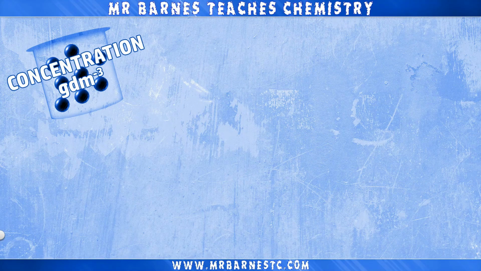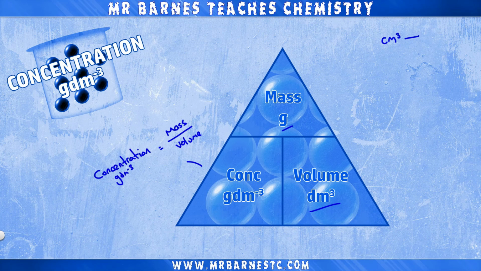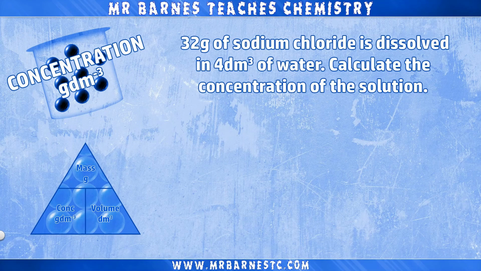To calculate the concentration in grams per decimeter cubed, you need to remember this triangle that you can see here. It shows you that the concentration in grams per decimeter cubed is the mass in grams divided by the volume in decimeters cubed. Now, to convert centimeters cubed into decimeters cubed, you need to remember to divide by 1,000. Let's see the calculation in action then.